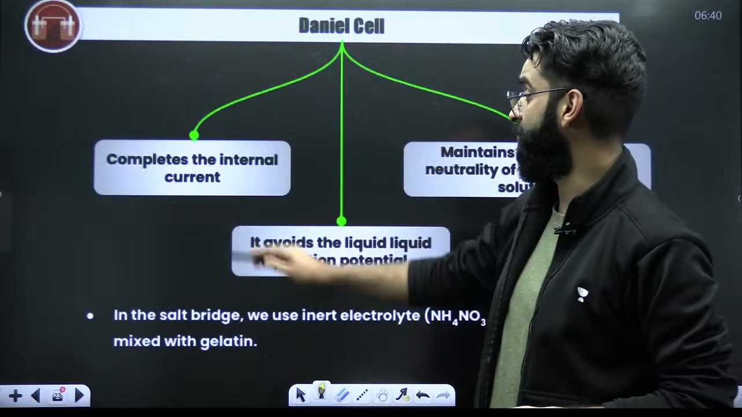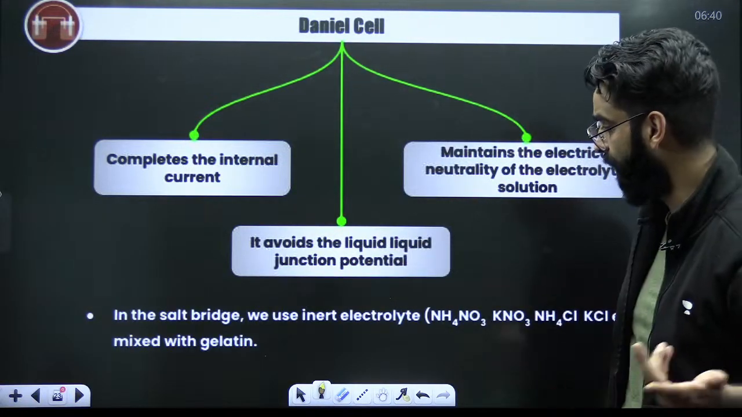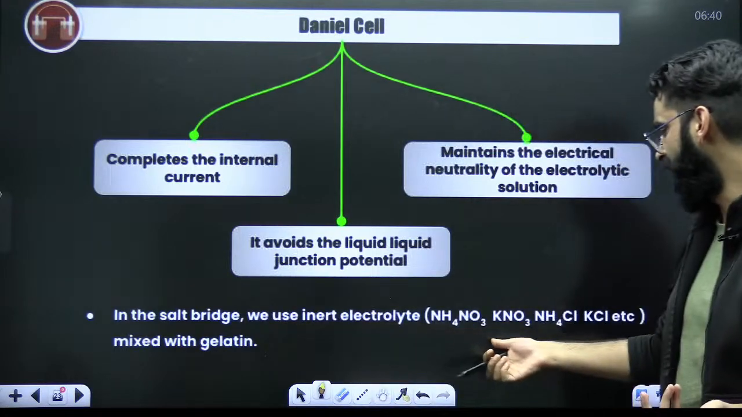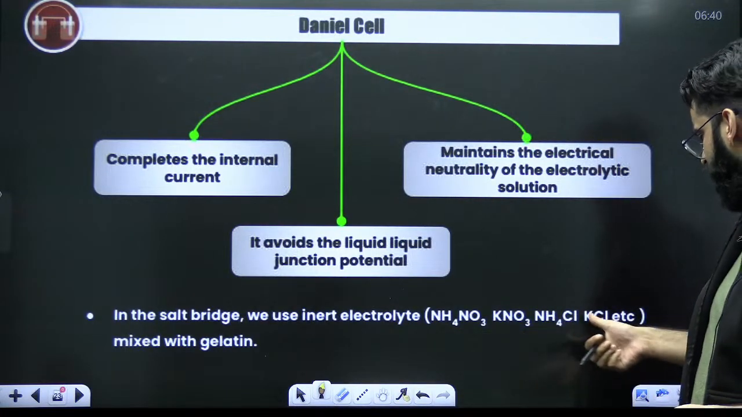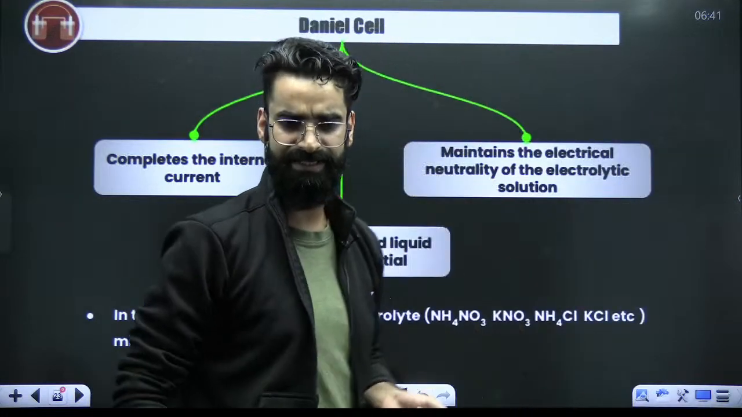Similarly, if I talk about salt bridge, it completes the internal circuit. It avoids the liquid junction potential, maintains the electrical neutrality. In the salt bridge, we use inert electrolyte like NH4NO3, KNO3, mixed with gelatin to get the jelly-like paste, etc.